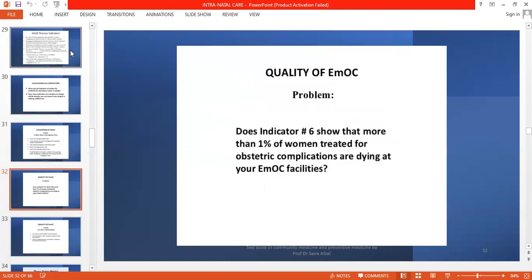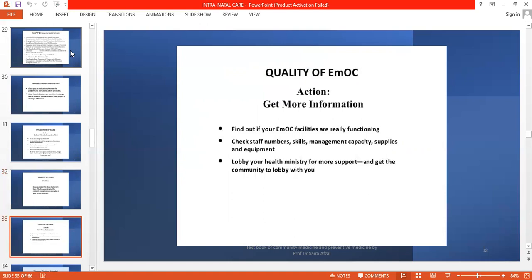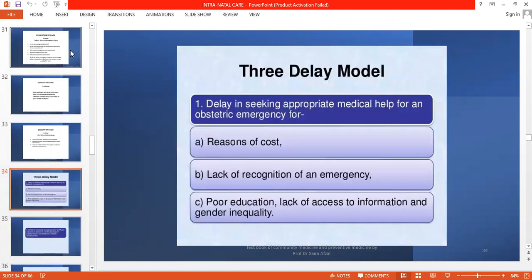Does indicator 6 show that more than 1% of women treated for obstetric complications are dying at your EMOC facilities? If you check the quality of emergency obstetric care, then find out if your EMOC facilities are really functioning. Check staff numbers, skill, management, capacity, supplies, and equipment. Lobby your health ministry for more support and get the community to lobby with you.